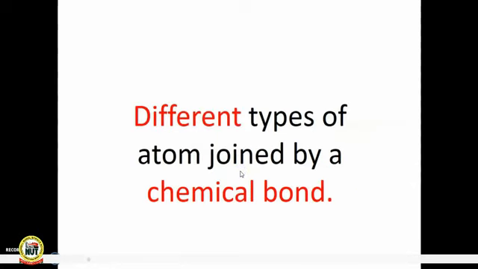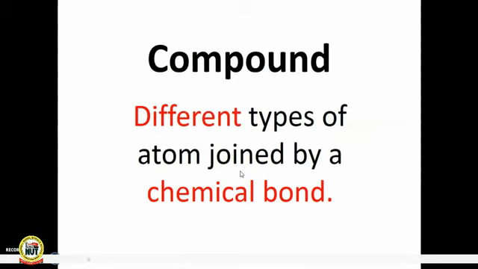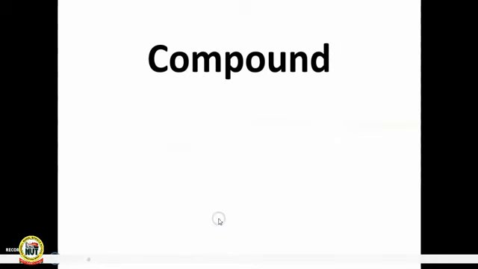Just like we have one type of atom joined together, sometimes you have different types of atoms joined together by a chemical bond. When that happens, it is no longer an element, but a compound. So a compound is a substance with different types of atoms joined together by a chemical bond. I take it again: a compound is a type of substance with different types of atoms joined together by a chemical bond. Without a chemical bond, you can't call it a compound.